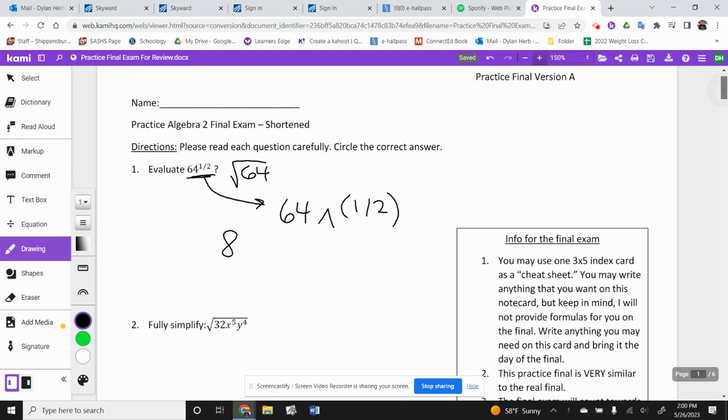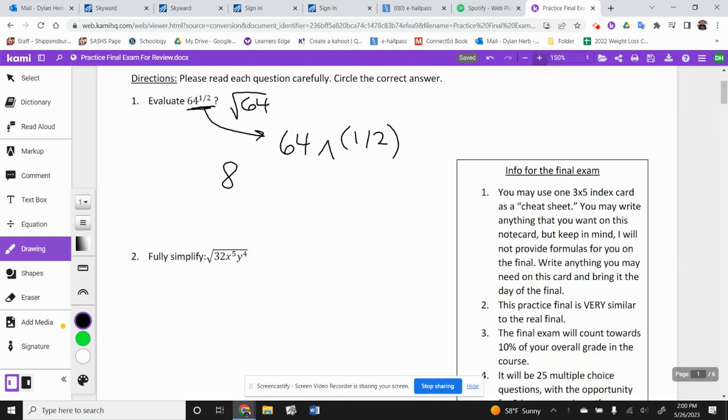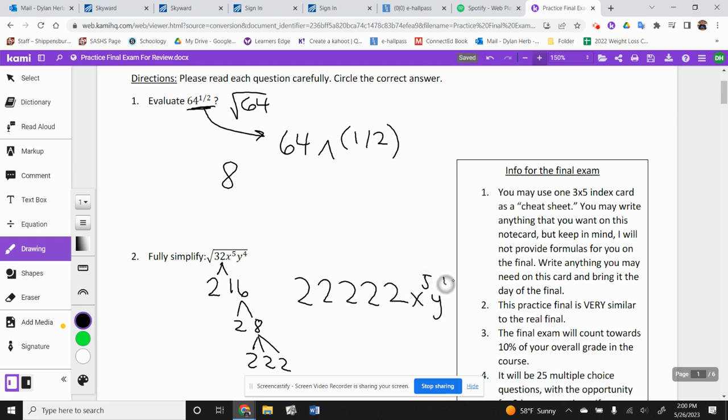Number two, you're simplifying square roots. So take 32, write the prime factorization of 32, which is 2 and a 16. 16 is a 2 and an 8, and then an 8, I'll break this up. An 8 is 3 2s as well. So you have 5 2s. Okay, and you have 5 x's, and you have 4 y's.